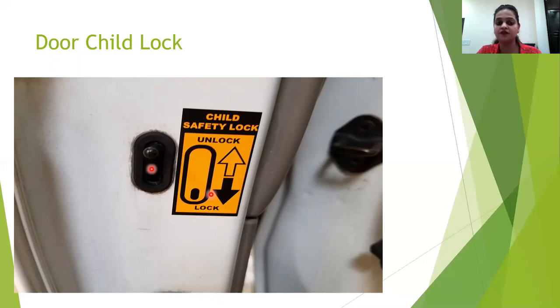You cannot open it if the lock is there. If your parents have put the child lock, and you are inside on the back seats, you cannot open it from inside, right? It is for your security, children. So now, till here, if you have any doubt, you can ask, children, and then we will be starting up with the videos.